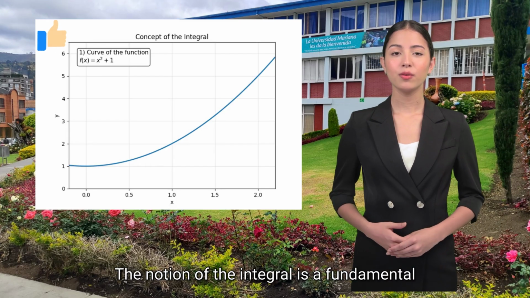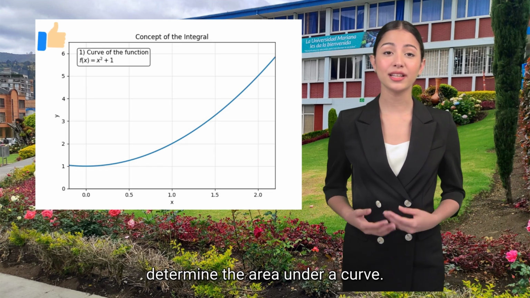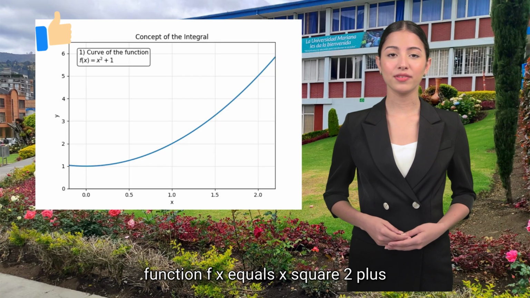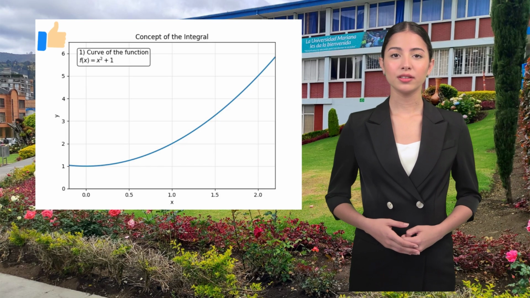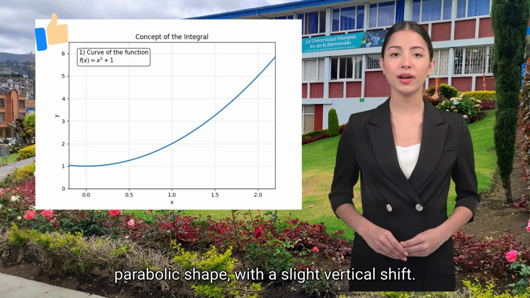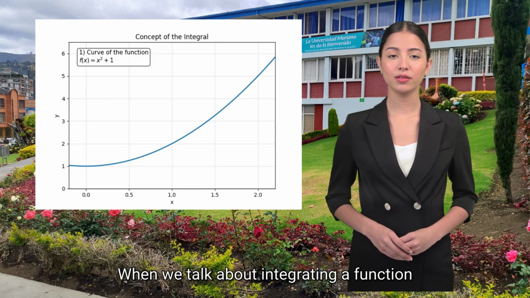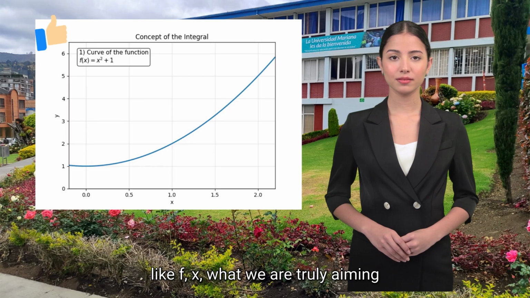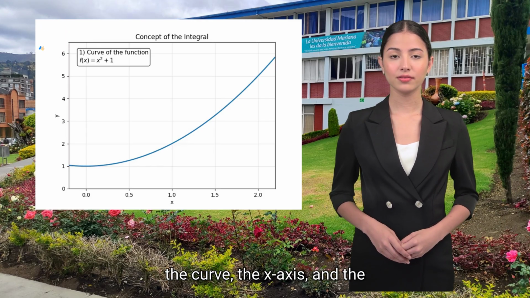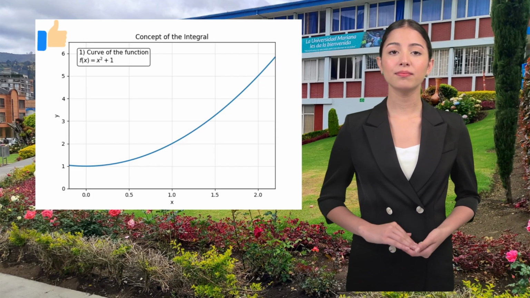The notion of the integral is a fundamental concept in mathematics that enables us to determine the area under a curve. To clarify this concept, let's consider the function f(x) equals x squared plus 1. When plotted, this function forms a recognizable parabolic shape, with a slight vertical shift. When we talk about integrating a function like f(x), what we are truly aiming to do is calculate the area enclosed by the curve, the x-axis, and the vertical lines at specific points.